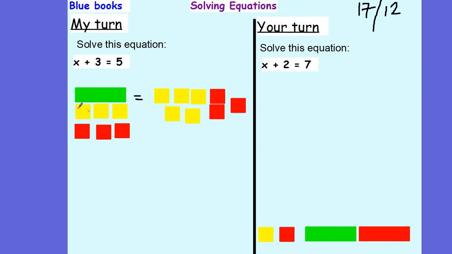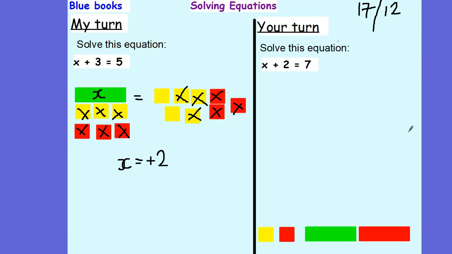Let's cancel out some 0 pairs. There's 1, there's 2, there's 3. I can cancel out 0 pairs on the other side, and I'm left with the green rectangle is equal to 2 yellow squares. And that tells me that the green rectangle X is equal to positive 2, because the yellow squares are each worth positive 1.